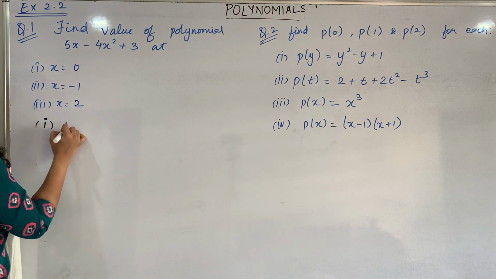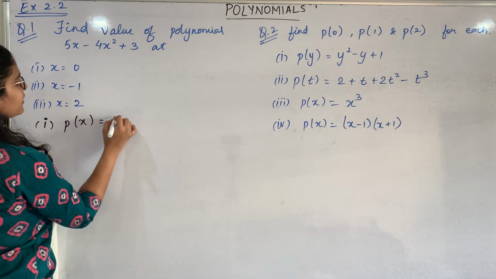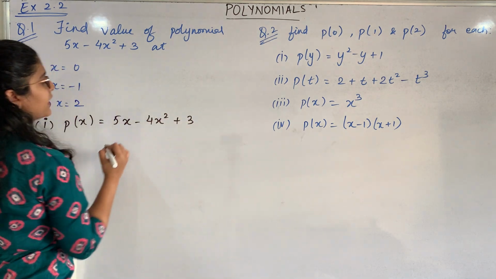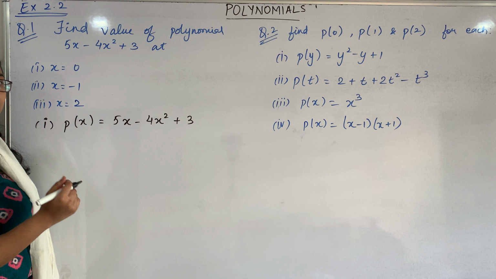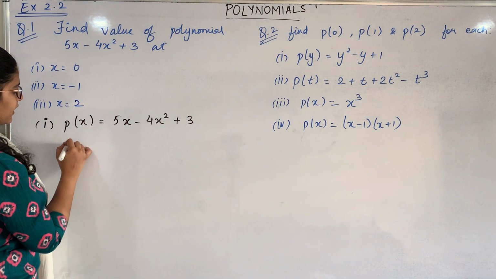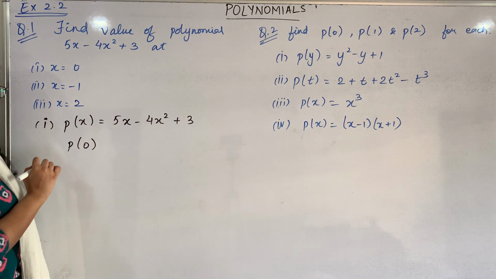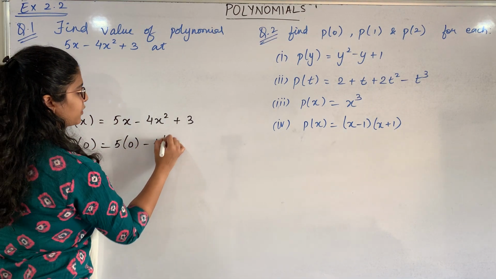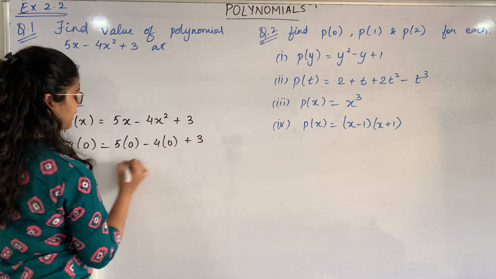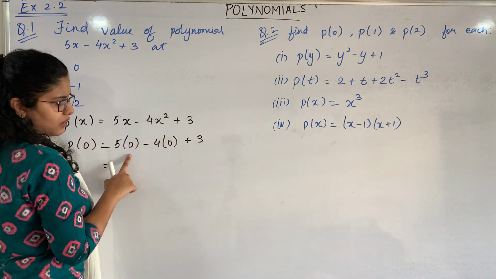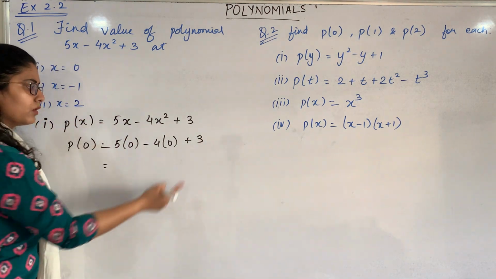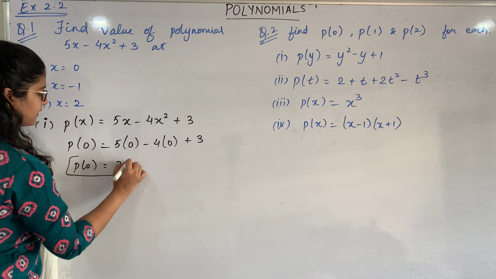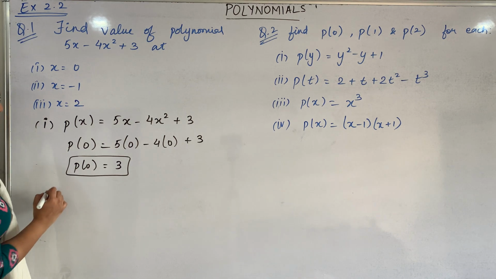Coming to first question, you have p of x is equals to 5x minus 4x square plus 3. सबसे पहले at x is equals to 0 पे उसकी वैल्यू फाइंड करनी है. मतलब आपको p of 0 फाइंड करना है, yes or no? So क्या आएगा 5 into 0 minus 4 into 0 plus 3. As you can see 5 into 0 is 0, minus 4 into 0 is 0. So left with 3. So P of 0, क्या आ गया आंसर 3. Is this clear? Very simple.